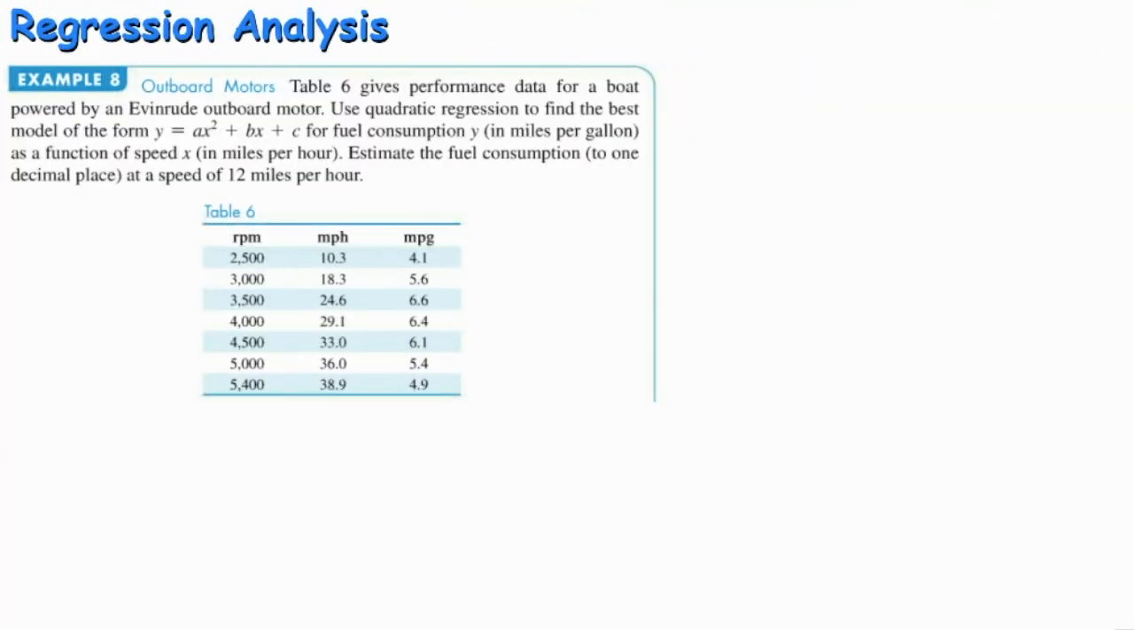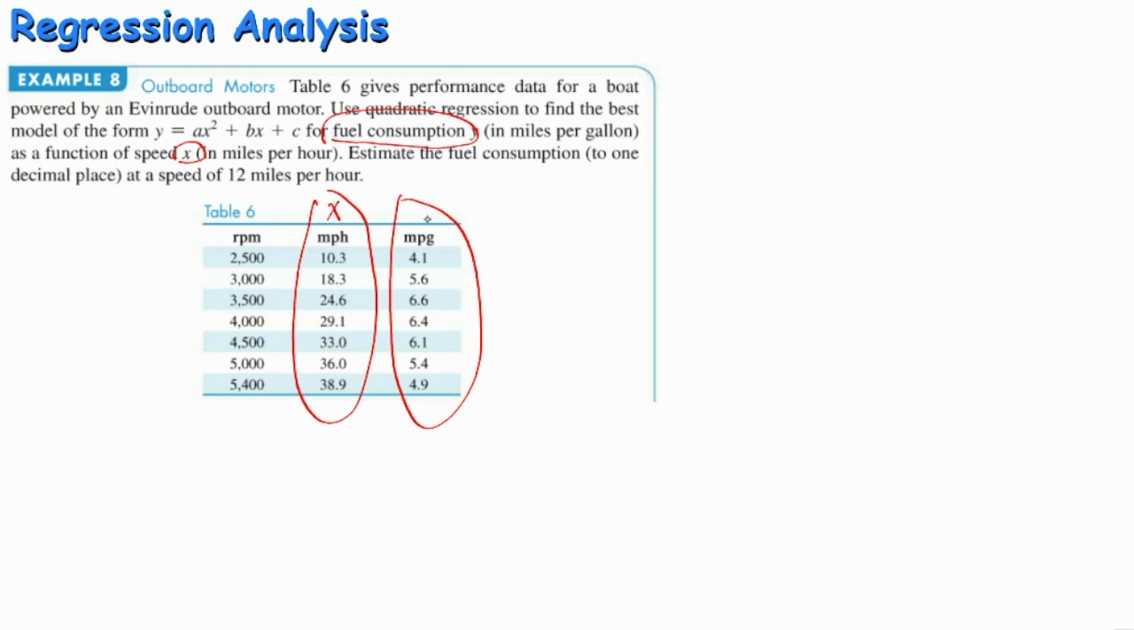So this last problem is a regression problem. Table 6 gives the performance data for a boat powered by an Evinrude outboard motor. It says use the quadratic regression to find the best model of the form y equals ax squared plus bx plus c for fuel consumption in miles per gallon as a function of speed. So when it says as a function of, that means that's your input or your independent. So speed is our independent, and they want fuel consumption to be our dependent. So we're using these two columns.